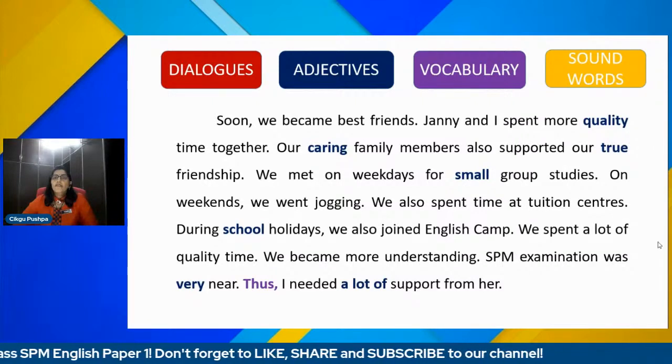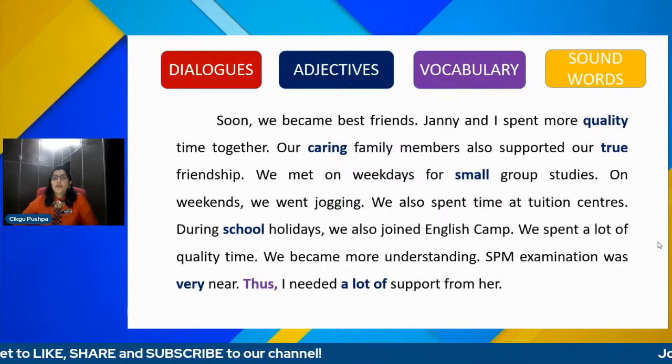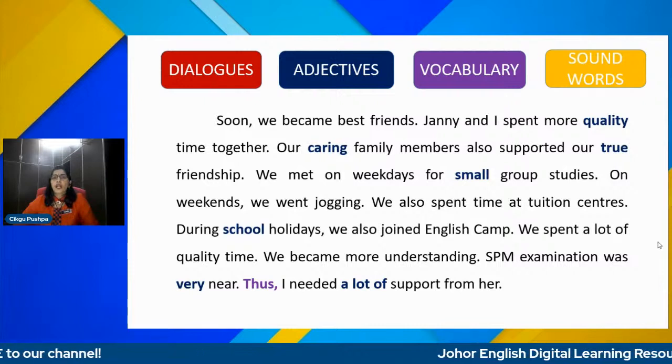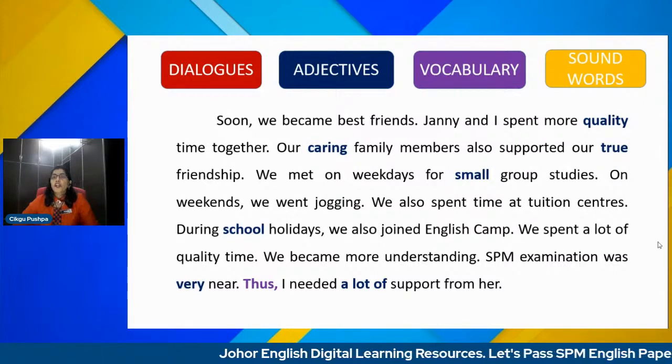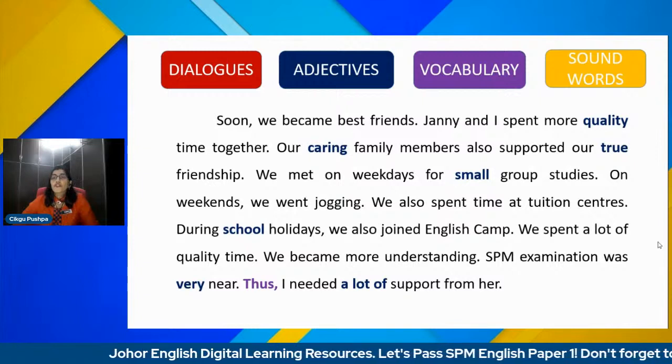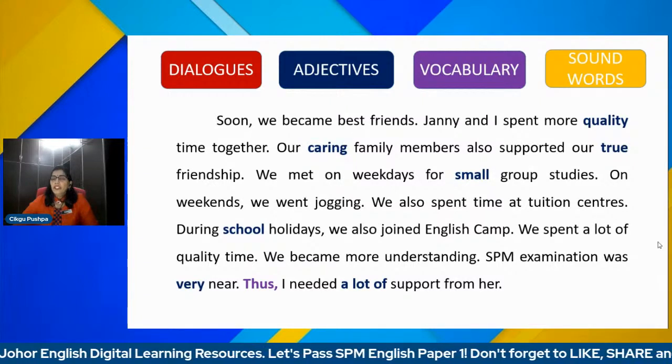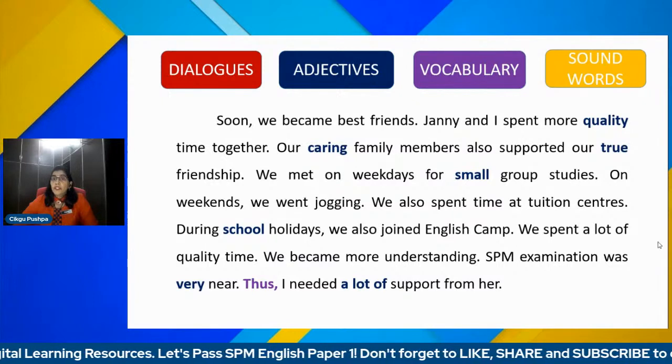Right. So our family members. What kind of family members? Caring. So our caring family members also supported our friendship. What kind of friendship? True friendship, loyal friendship. You see, so try to bring in a word which is suitable, right?